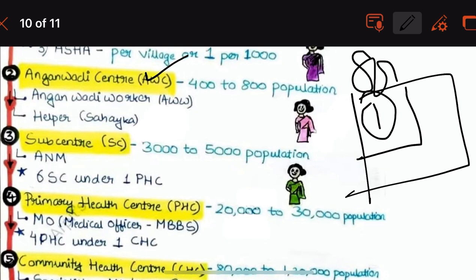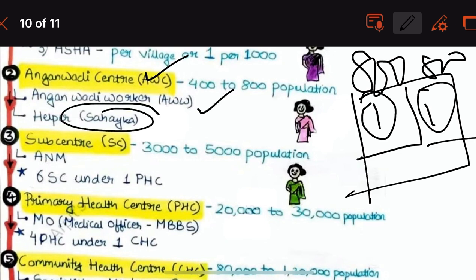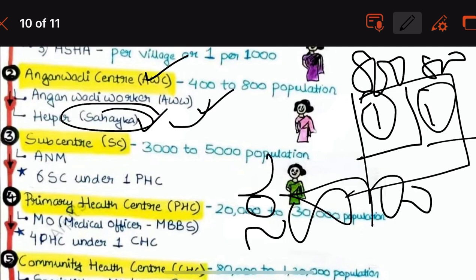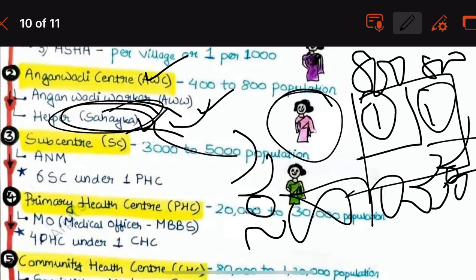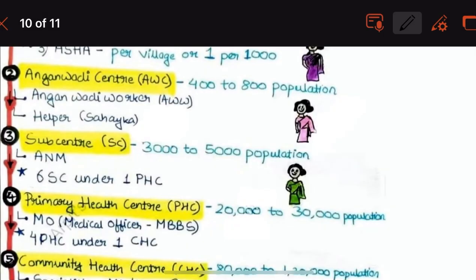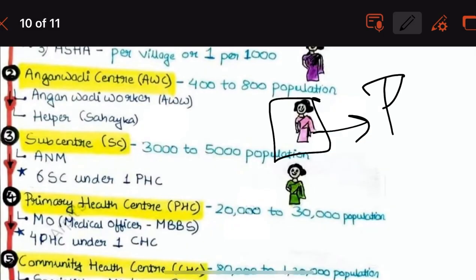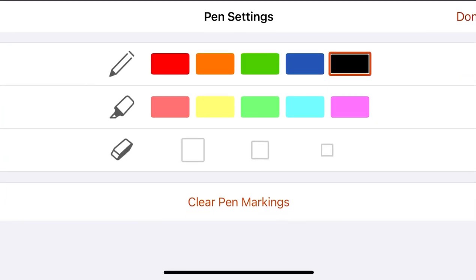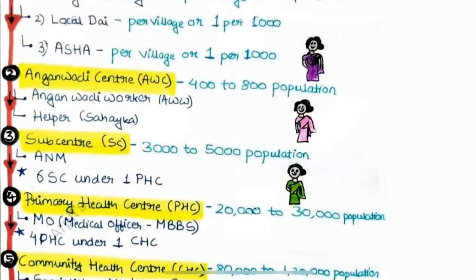So for 800 population, one Anganwadi center is formed. For the next 800 population, we have another Anganwadi center and Anganwadi worker, and the helper of that Anganwadi worker is the Sahayaka. The Sahayaka is a Kannada word, right? Sahayaka, help. So the Sahayaka is the helper who is helping this Anganwadi worker. Anganwadi workers have the color code of pink sari. Okay, fine. So this was about the Anganwadi center. So far what did we study?